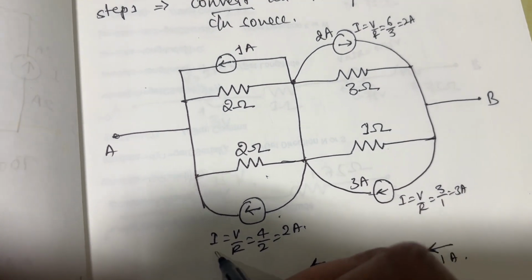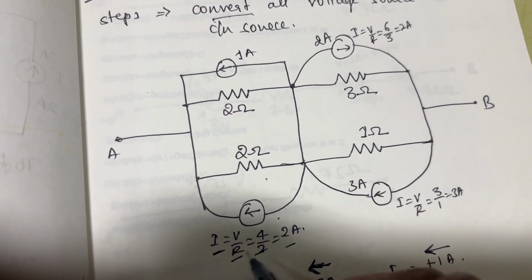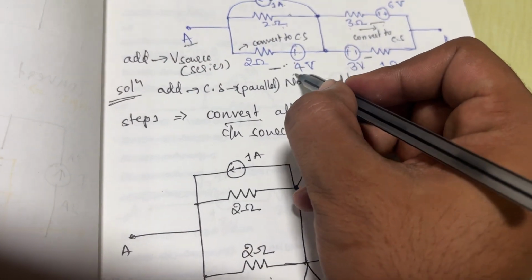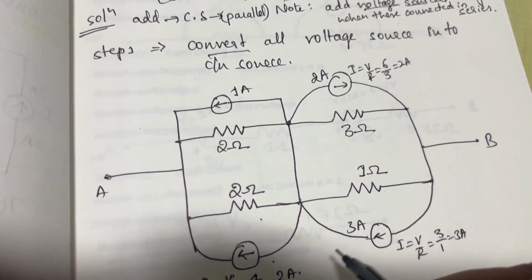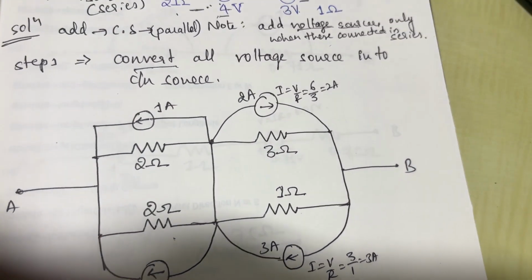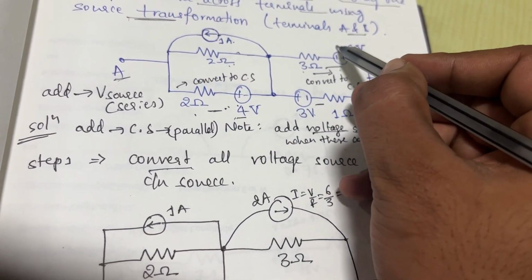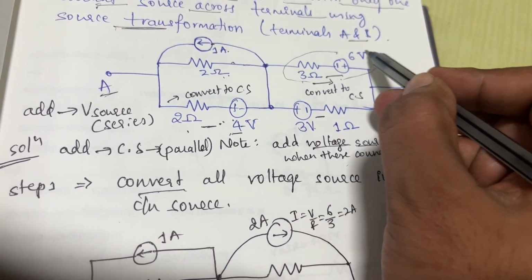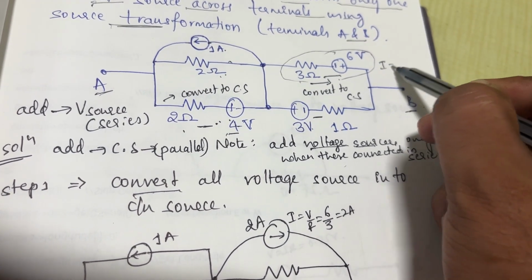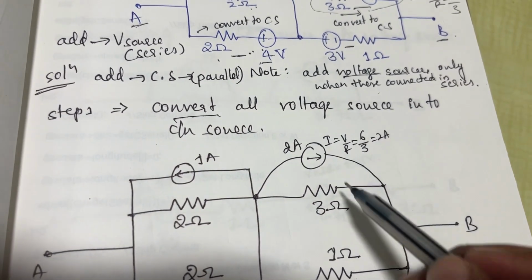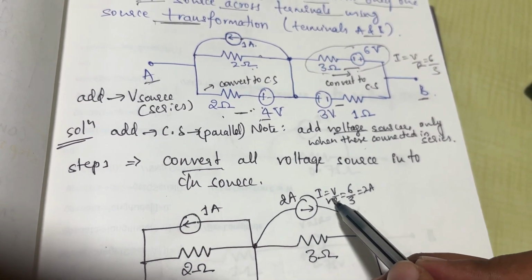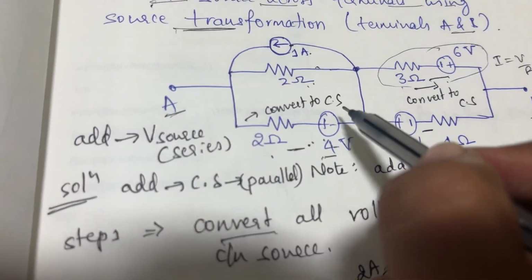Now you see the 2 ohm 4 volts voltage source is converted to a current source, where current I is given by V by R. So in that voltage source, V is 4 volts, R is 2 ohm. You can get the current I equals 2 amperes. Similarly, you can see 3 ohm 6 volts. Convert this into a current source. I is given by V by R, that is 6 by 3. We'll get 2 amperes.